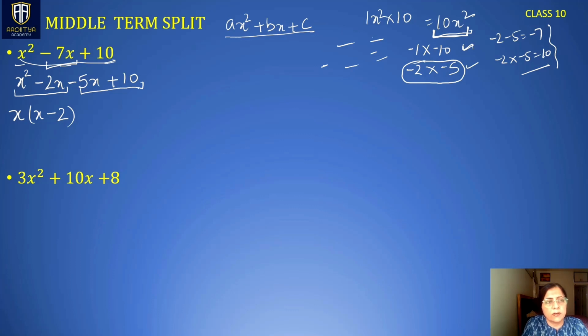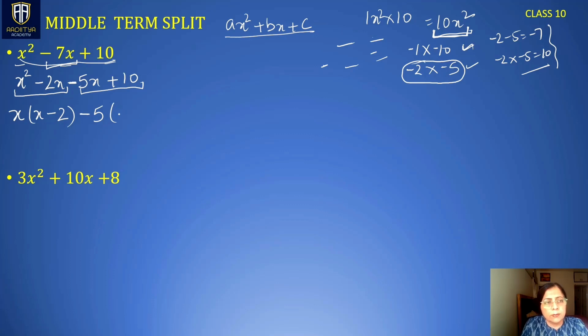5 is a factor for 5x as well as 10. So I can take out 5. And since this is a negative term, I need to take the minus sign outside, right? Whenever the third term is negative, you always take a negative number as a common factor. So negative 5 is there.